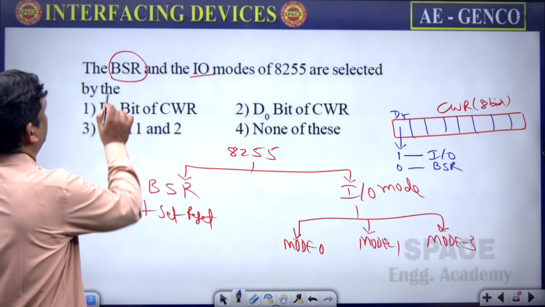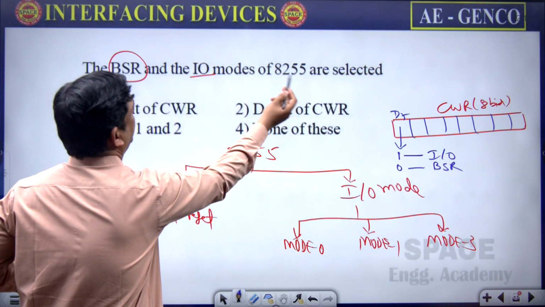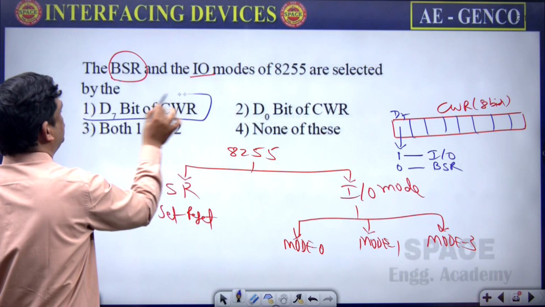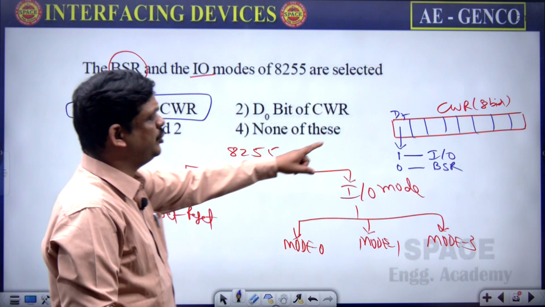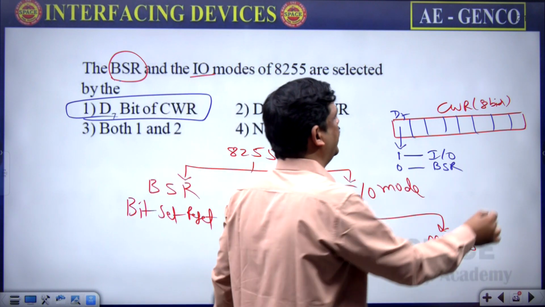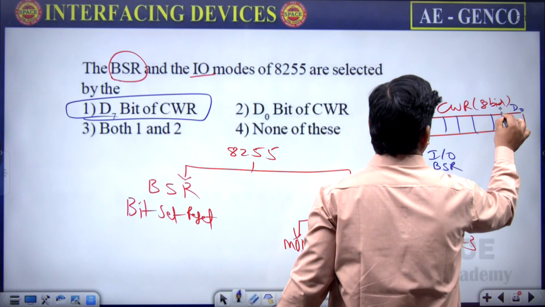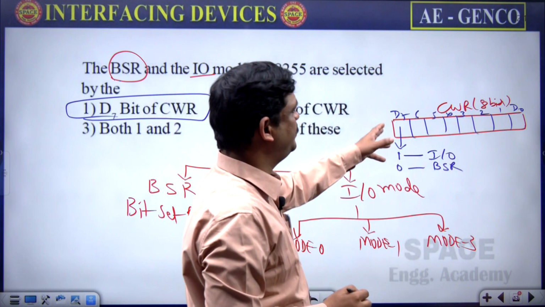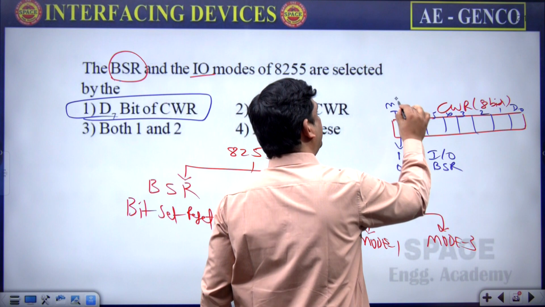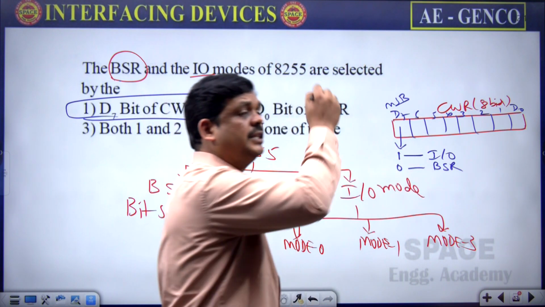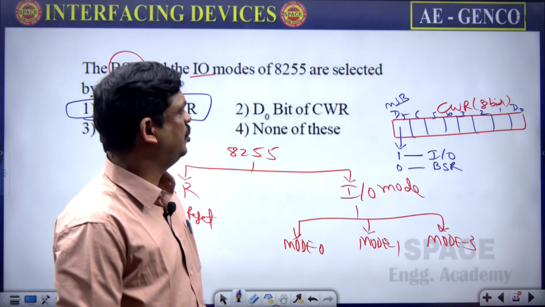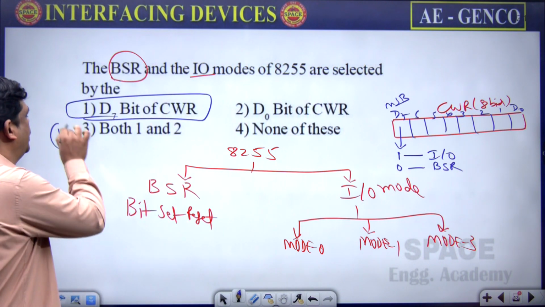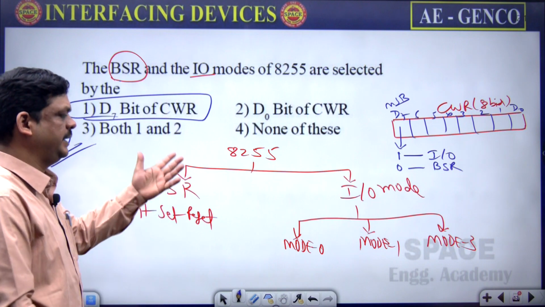Now the question is: the BSR and IO modes of 8255 are selected by the D7 bit of the control word register. This bit position is also called D7. The bits go D0, D1, D2, D3, D4, D5, D6, D7. This bit is the MSB, the most significant bit. It is used to select the mode of operation. So according to the given question, option 1 is correct. Yes, please take this now.